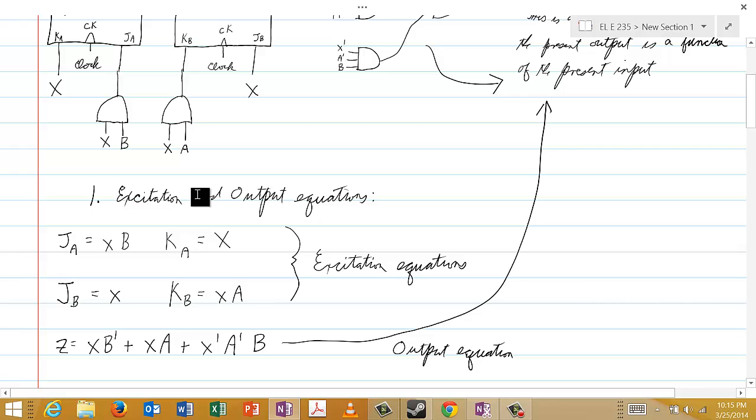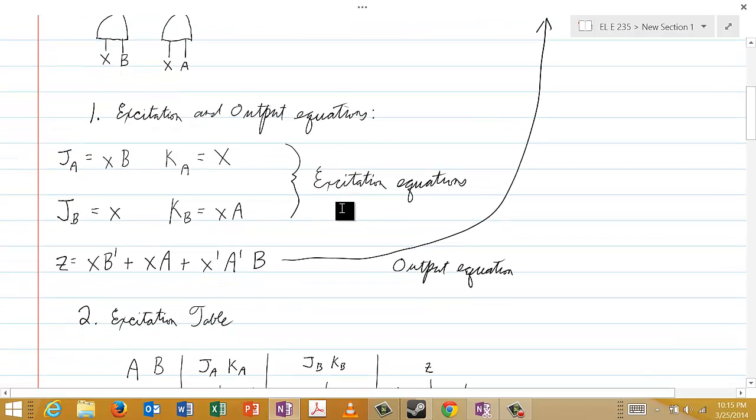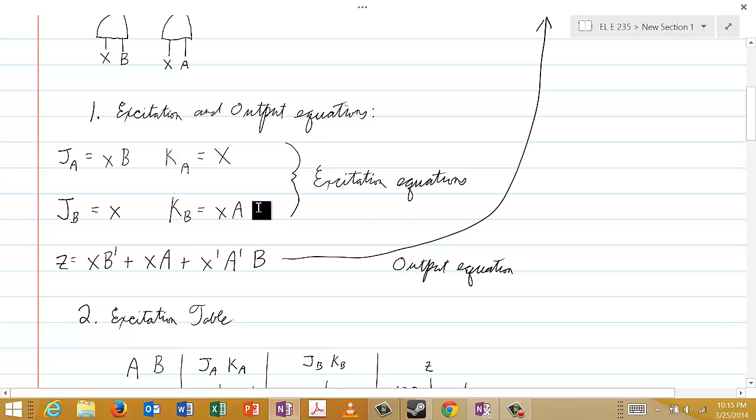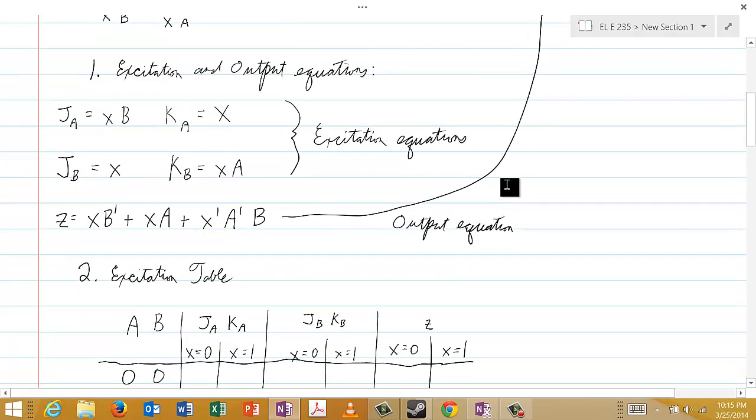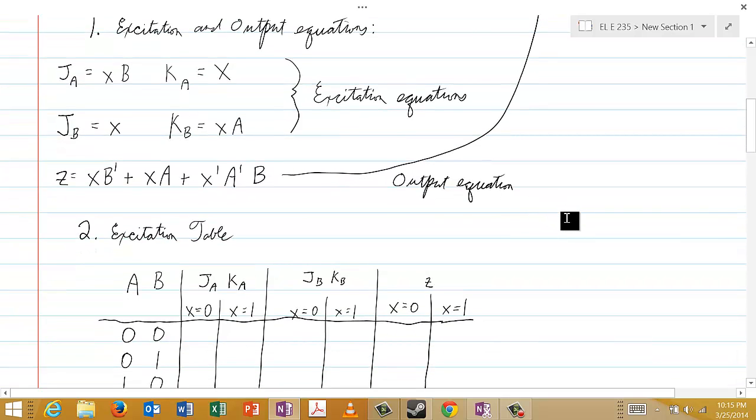Again, here are our excitation and output equations. And just as we did the other day, after forming the excitation and output equations, we next want to form the excitation table. And so let's see what we can get.